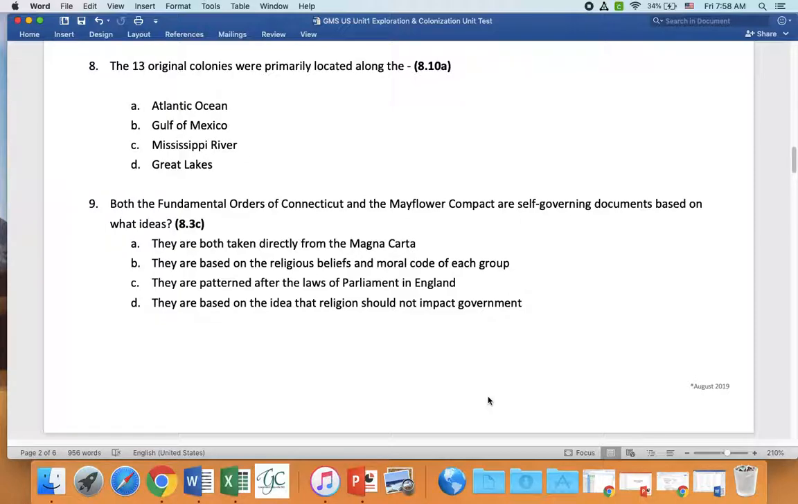Number 9. Both the Fundamental Orders of Connecticut and the Mayflower Compact are self-governing documents based on what ideas? A, they are both taken directly from the Magna Carta. B, they are based on the religious beliefs and moral code of each group. C, they are patterned after the laws of Parliament in England. Or D, they are based on the idea that religion should not impact government.